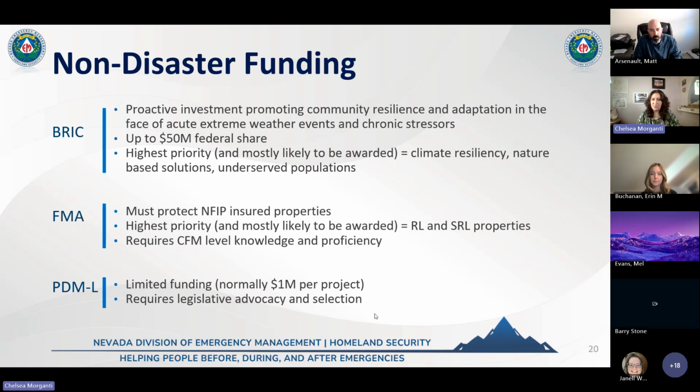PDM, pre-disaster mitigation, is a legislatively selected project. This is somewhat infrequent and requires your legislature to identify those projects and advocate for them. So it's a little bit more nuanced. It's not one of the normal non-disaster funding types that comes up very frequently. However, it has been offered a couple of times in the past.